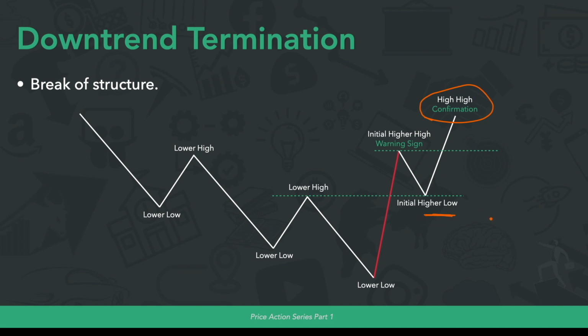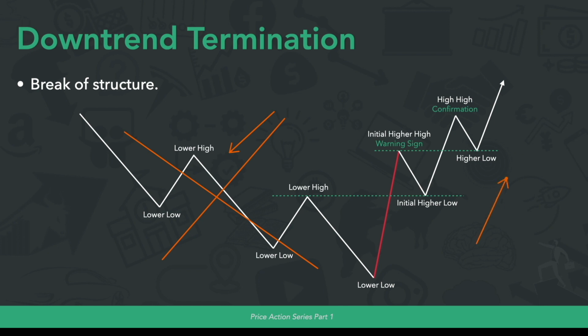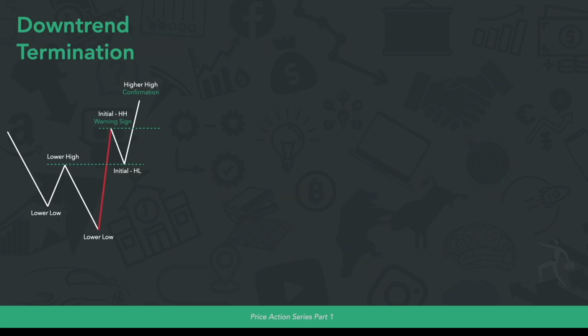Confirmed na rin tong higher low, right? So, we can assume after this higher high, okay, once na mag-pullback, bumaba yung price, magkakaroon tayo ng higher low. Okay? So, this downtrending market, tapos na, and nasa panibagong trend tayo. Okay? Okay, let's have an example. So again, ito yung hinahanap natin for downtrend termination.